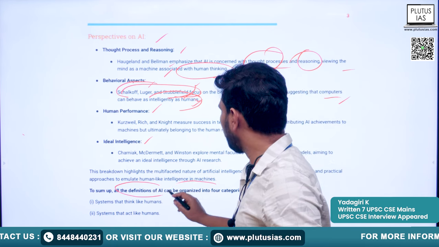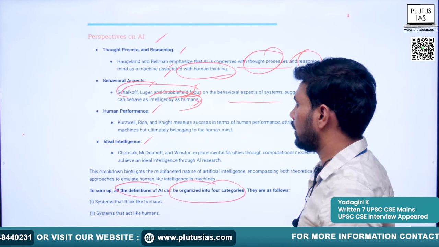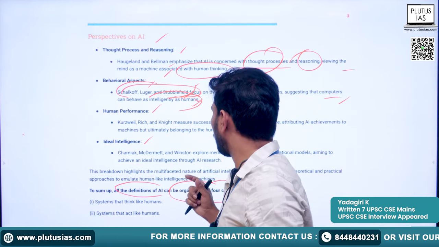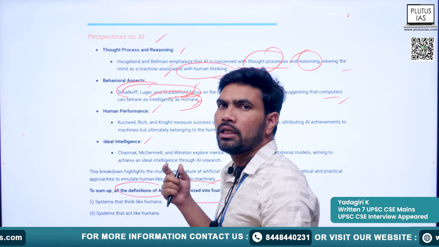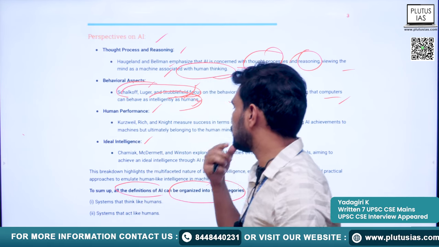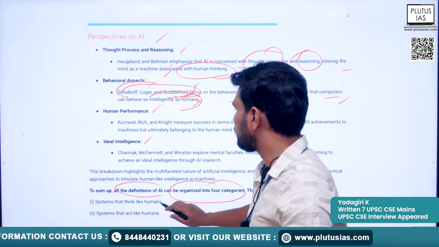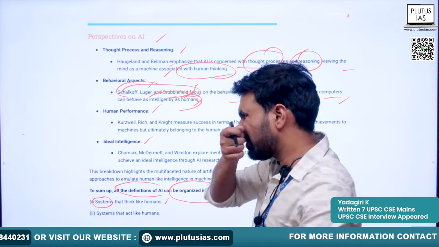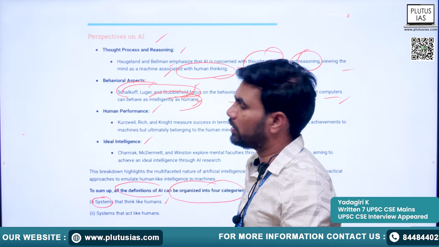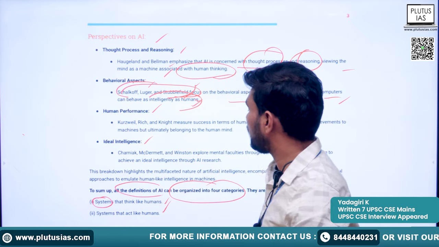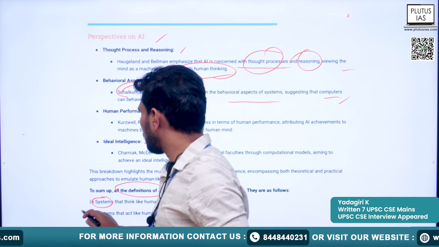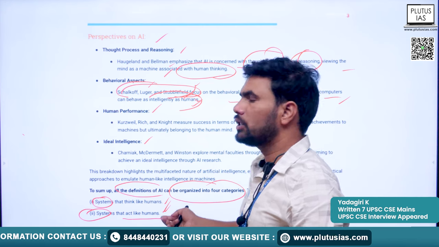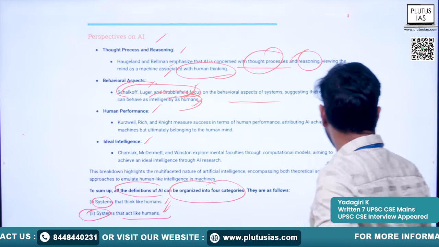So AI can be organized into four categories. When we see all these definitions and perspectives, we can come to four categories when it comes to artificial intelligence. First, systems that think like humans. Systems are computers, and they think like humans. Similarly, systems that act like humans. These computers act like human beings. These are parts of artificial intelligence.